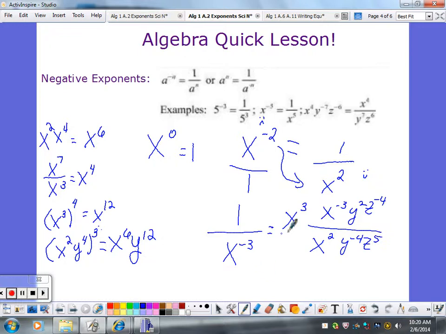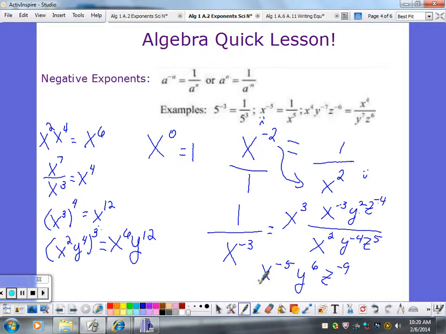Now, how do you work something like this? Well, what are the rules? The rules are keep the same base and then subtract. What's negative 3 minus 2? Negative 5. So negative 5. What about y's? What's going to happen to the y's? 2 minus negative 4. 6. Negative 4 minus 5. Negative 9.